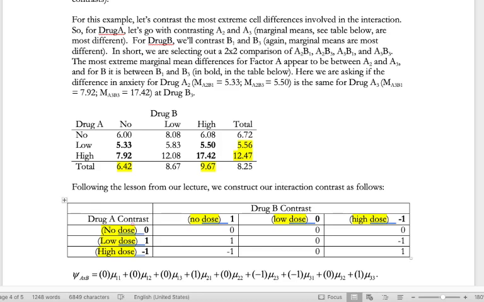And so here we have no, low, high, no, low, and high for drug A and drug B. Sorry, I keep forgetting that you guys can't see my cursor. So if I'm saying things, I'm probably indicating them with my cursor and I just can't show you.